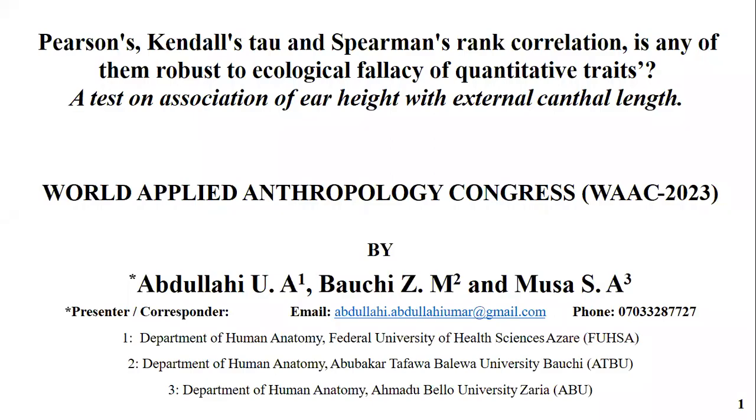I'm presenting the topic: Pearson's, Kendall's, and Spearman's rank correlation. Is any of them robust to ecological fallacy of quantitative traits? A test on association of ear height with ectocanthal length.